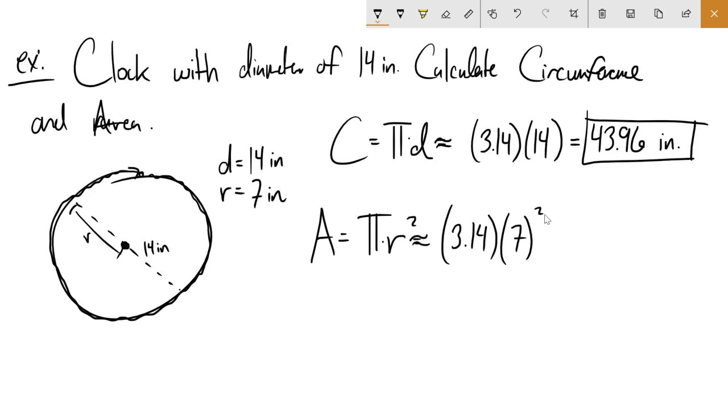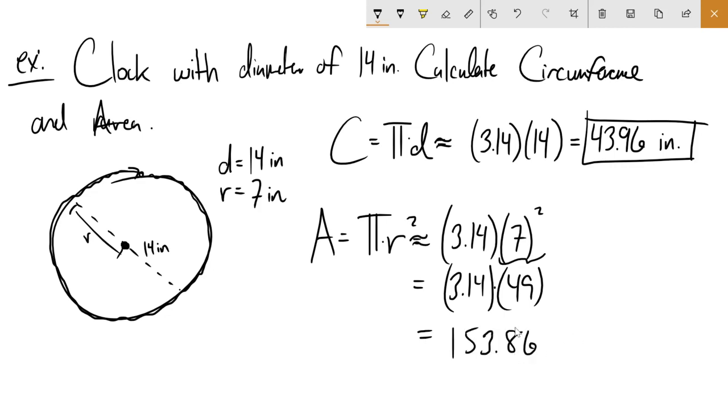So order of operations, what should we do first here? Exponents. Yeah. So first we need to evaluate 7 squared. So 7 squared is what? 49. Then we can multiply by 3.14. And what does that come out to be? 153.86. Now what's the units here? Almost. So areas are always measured in square units.